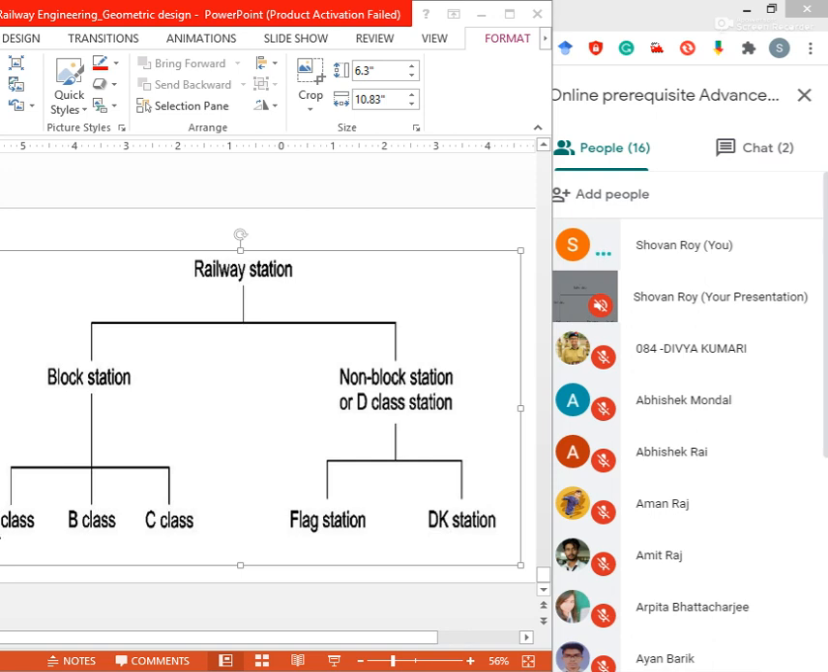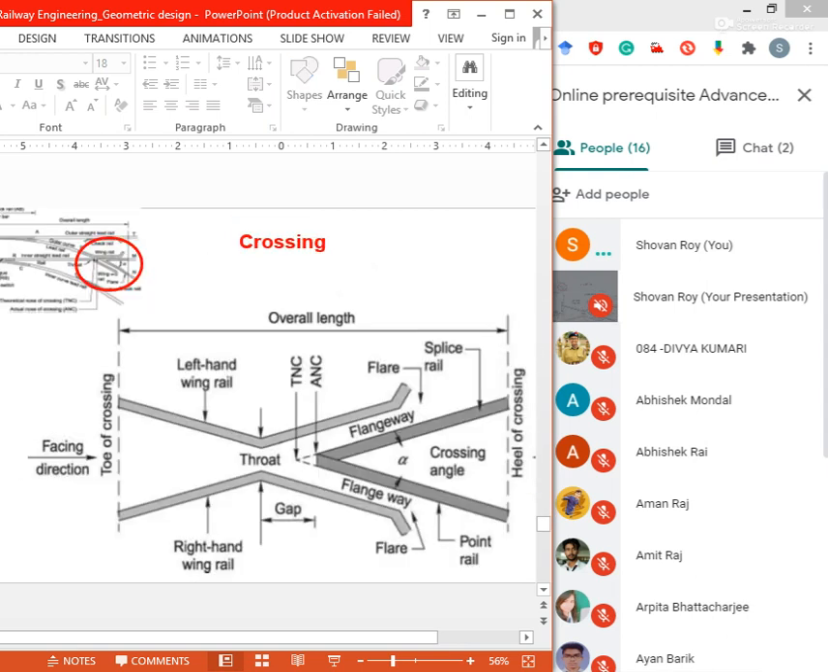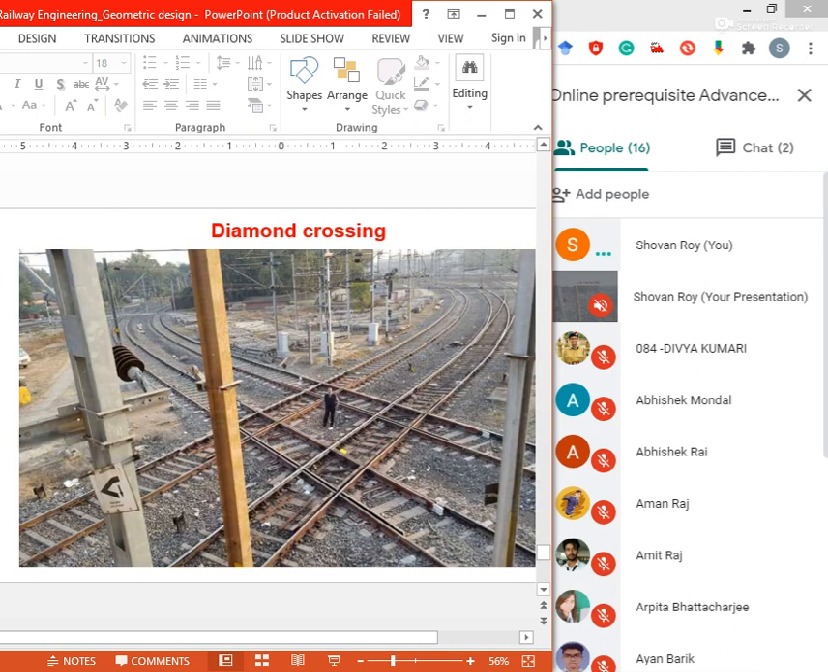Double line section means these are the complete double line sections, so both lines are used for trains. One line is for up and one is for down. Normally in India, in popular areas, we have seen the double line section.